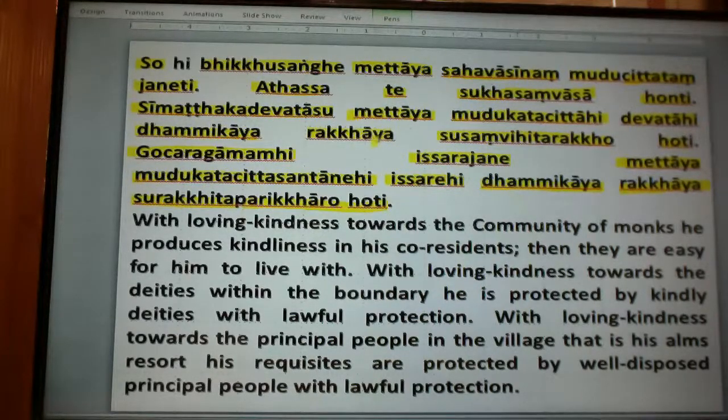Okay, so here is the English translation: with loving kindness toward the community of monks, he produces gentleness in his co-residents, and they are easy for him to live with. With loving kindness toward the deities within the boundary, he is protected by kindly deities with lawful protection. And with loving kindness toward the principal people, the governors in the village that is his alms resort, his requisites are protected by well-disposed principal people with lawful protection.